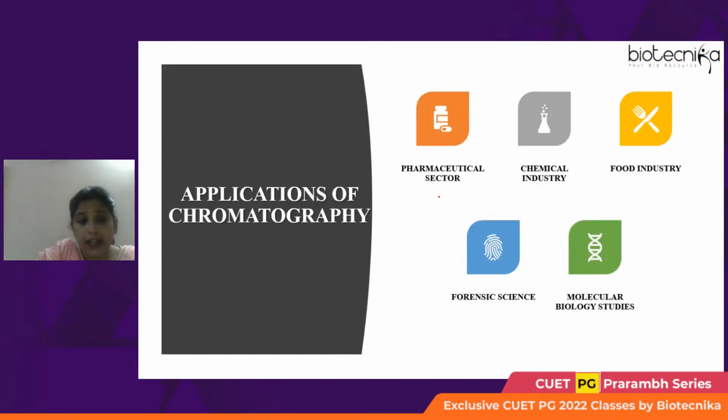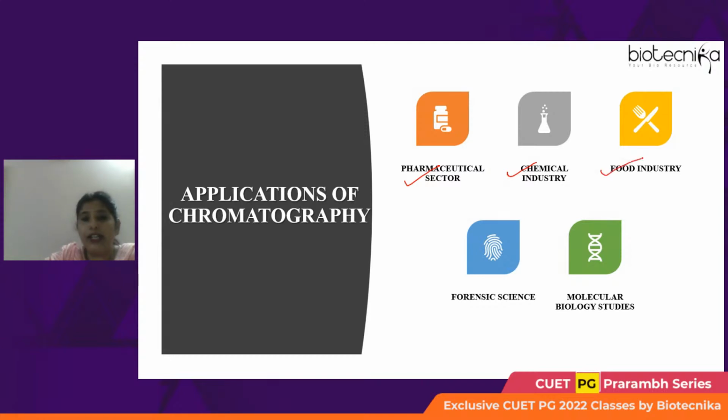So finally, now coming to applications of chromatography. You can see here we have a lot of applications of chromatography. We can have it in the pharmaceutical sector, the chemical industry, the food industry. For example, in the pharmaceutical sector, you want to find out the amount of chemical which is present in a drug product, right? For that you can use chromatography. Then in the chemical industry, if you are making any product, you can analyze the components in it.